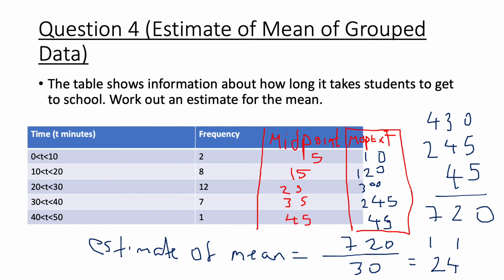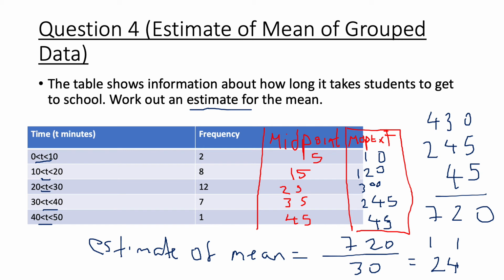Okay, so the estimated time it takes to get to school is approximately 24 minutes. And the reason why it's saying estimate, guys, is because I have what I call grouped data here. We are not given the exact values for the times of each of these students. So it's giving us an overall picture.